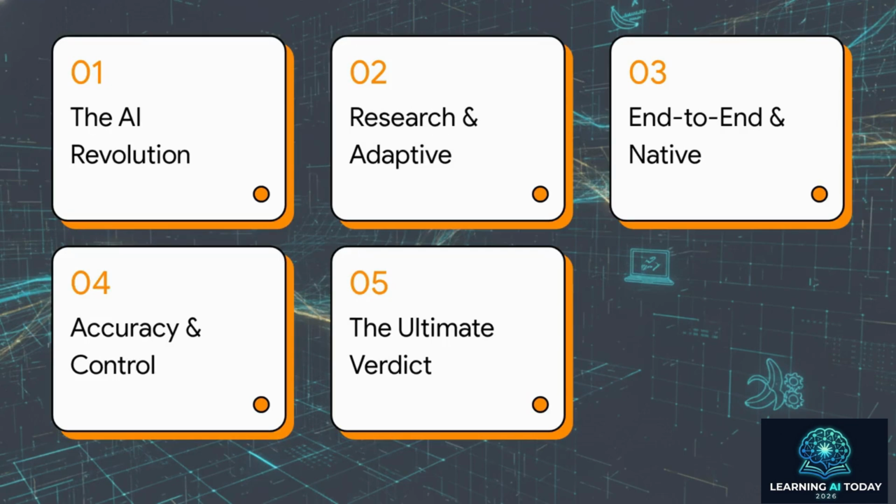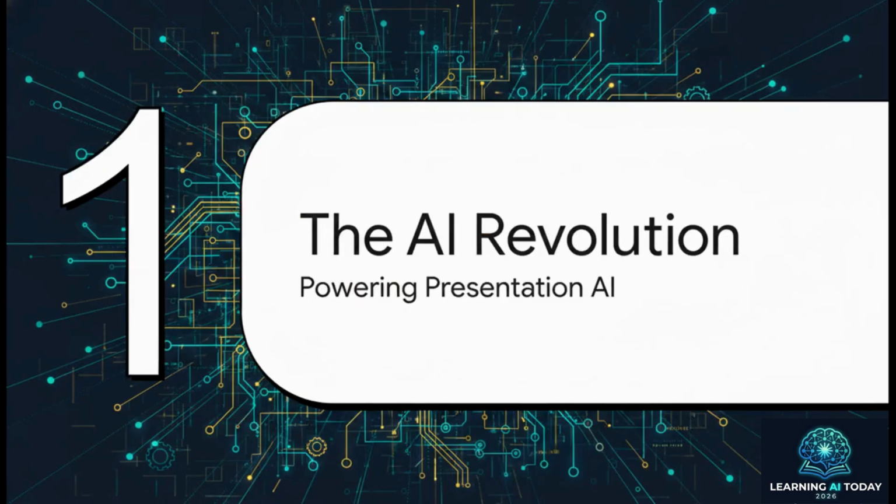So, here is our roadmap for the explainer today. We'll start with the AI revolution powering all this, then look at research and adaptive design, end-to-end native workspaces, accuracy and designer control, and finally, we'll wrap up with our ultimate verdict. Okay, kicking things off with Section 1, the Presentation AI Revolution.